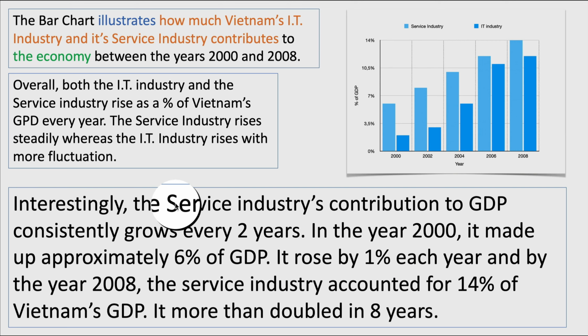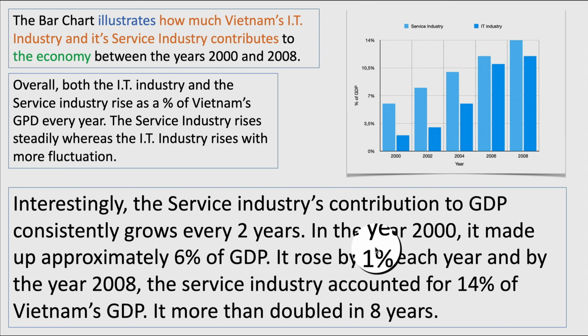So, interestingly, the service industry's contribution to GDP consistently grows every 2 years. In the year 2000, it made up approximately 6% of gross domestic product. As we can see, 6% is about here, 7% there. It rose by 1% each year, and by the year 2008, the service industry accounted for 14% of Vietnam's GDP. It more than doubled in 8 years. So you go from 8 to 14%, which is double.